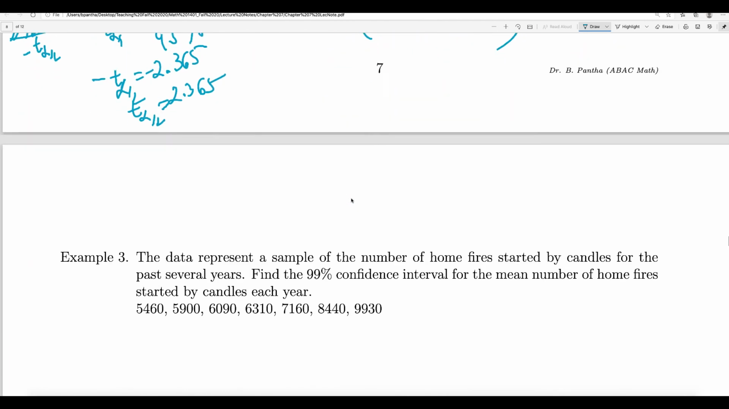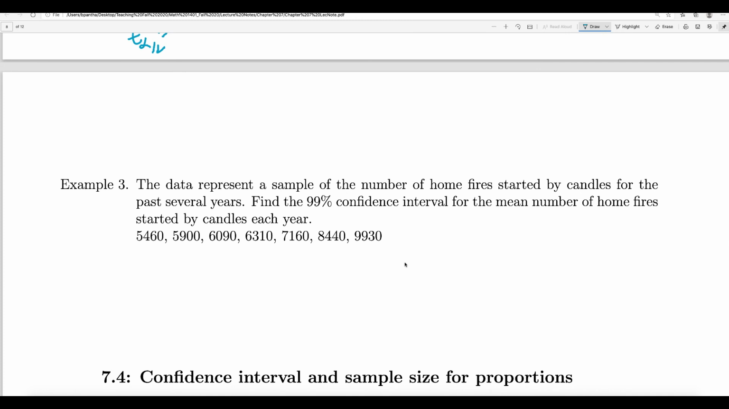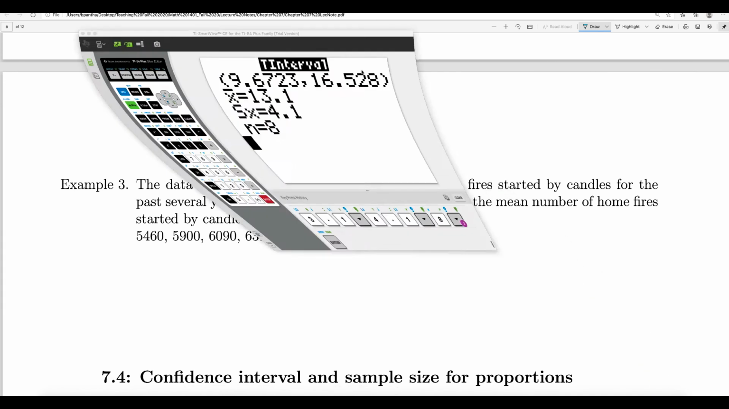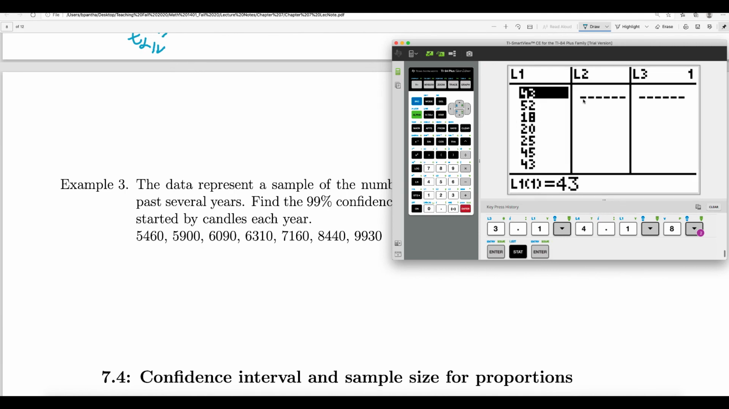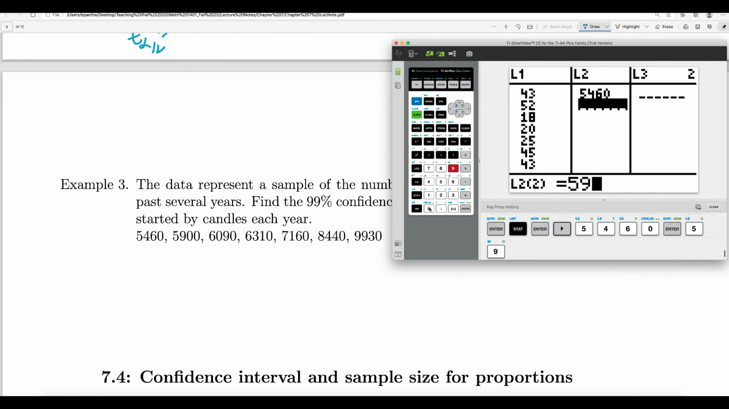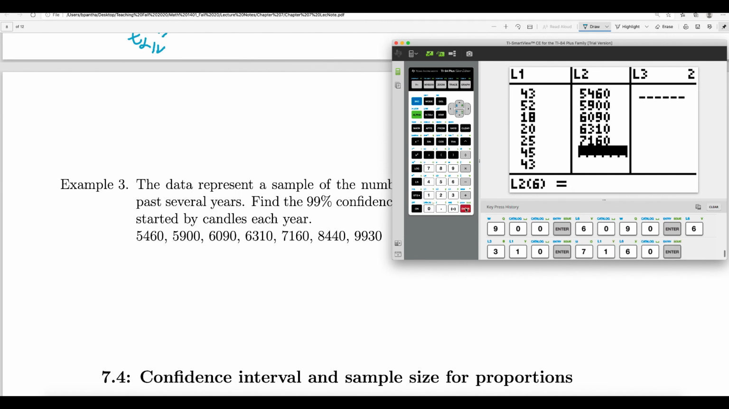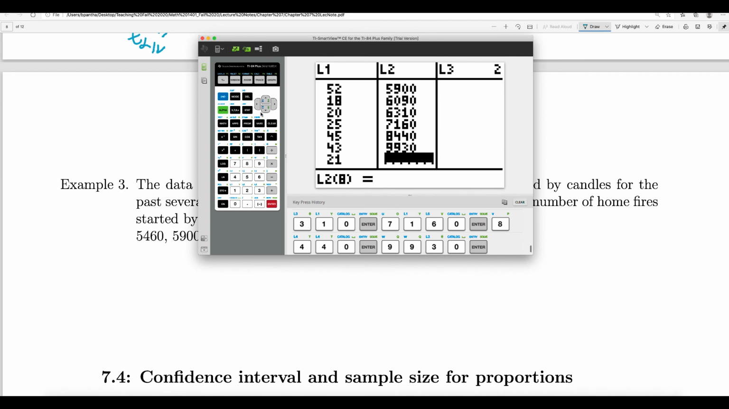Okay, guys. So for example 3, you will have to enter the data in your calculator and then do exactly the same thing. Let me show you how to do that. What I want to do first is enter the data in your calculator. How do I do that? STAT and Edit. Since L1 has data already, I want to enter that in L2. The values are 5460, 5900, 6090, 6310, 7160, 8440, and 9930, hitting enter after each. So I entered the data in L2. Don't forget that.